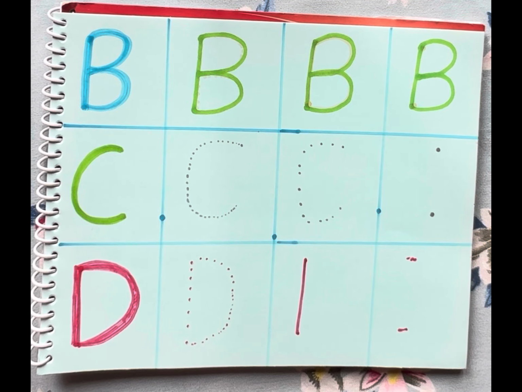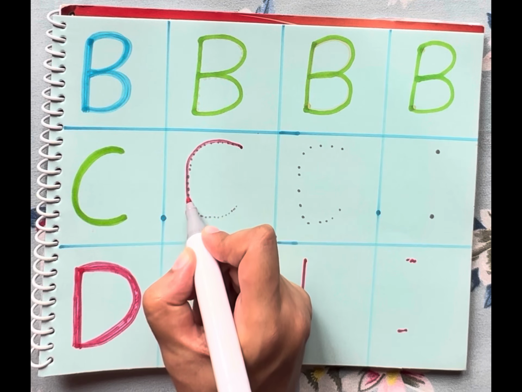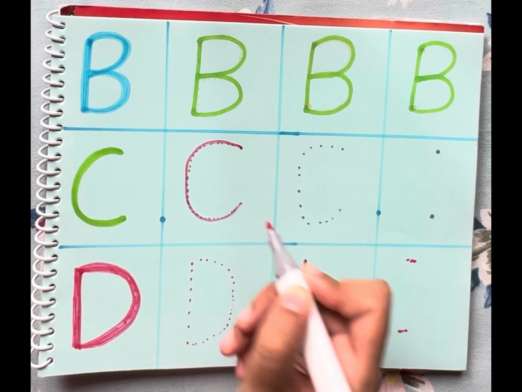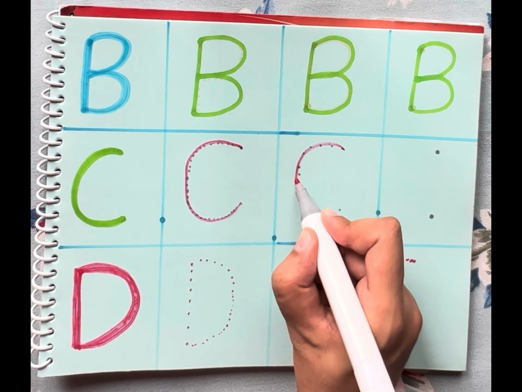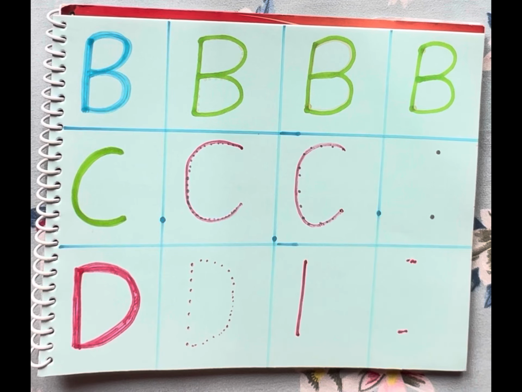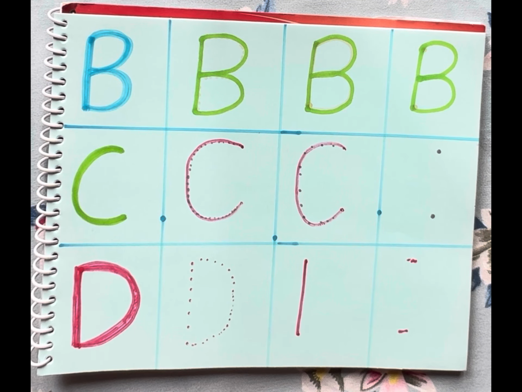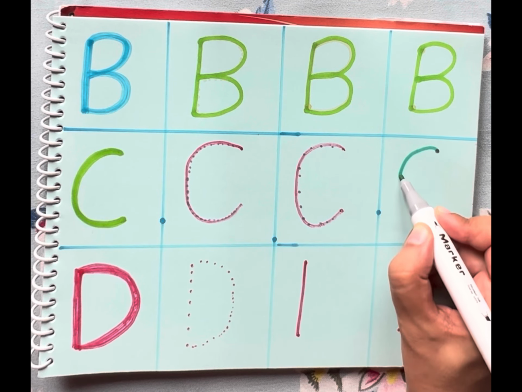Now let's make C. First you have to make a semicircle, then you get a C. Another semicircle, C. Another semicircle, another semicircle.